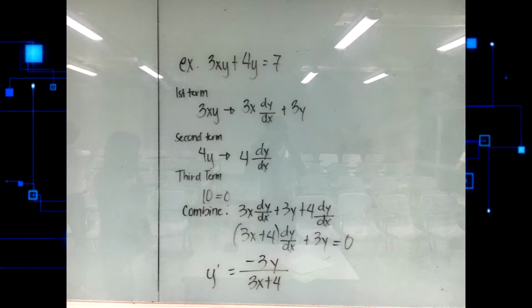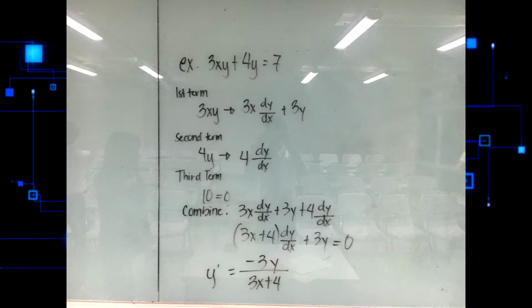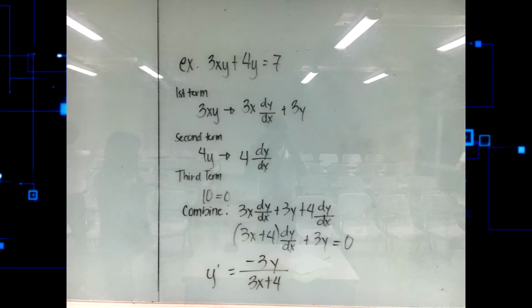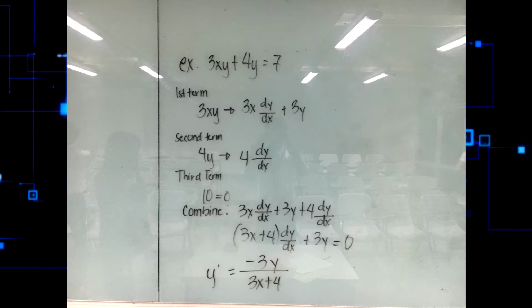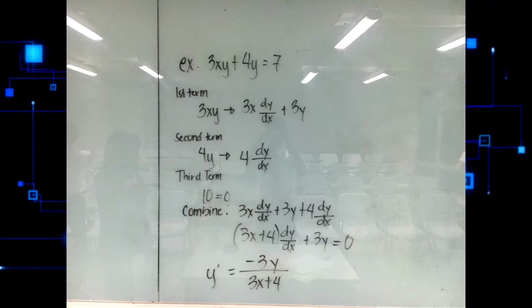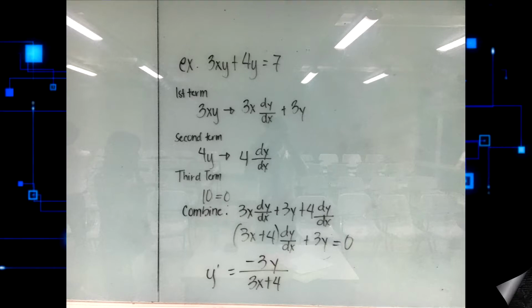7 is equal to 0. But don't panic, it's okay. We're still following the constant rule, right? Remember? Now we combine it. 3x dy dx plus 3y plus 4 dy dx is equal to 0. Now we factor it out. 3x plus 4 multiplied by dy dx plus 3y is equal to 0. And then we subtract 3y from both sides, and then divide by 3x plus 4 on both sides too. And finally, we get y prime is equal to negative 3y over 3x plus 4.